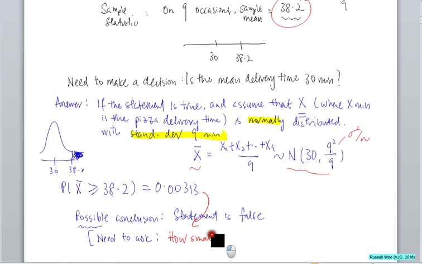How small is small? Correct? We need to ask ourselves, how small is small such that we can reject this statement? How big is big such that we can say, oh, okay, maybe, how close to this such that the area is big enough that we can say mean is, okay, not bad, 30. Just follow so far. All good. Okay, that's the main thing about the intro.